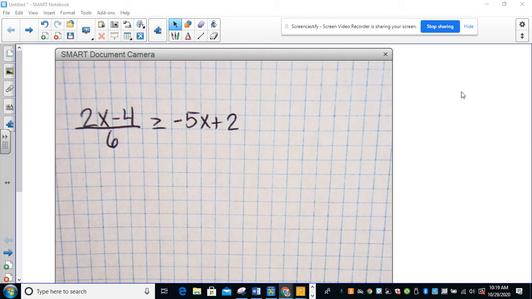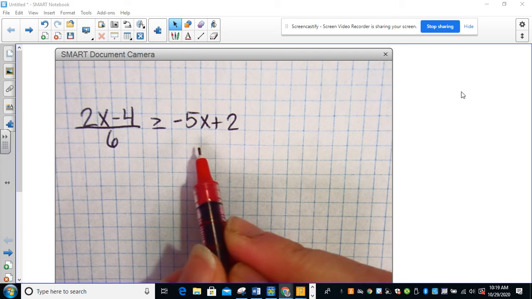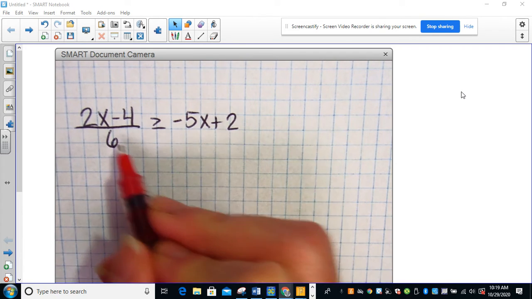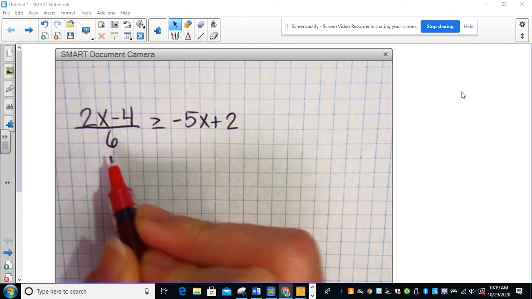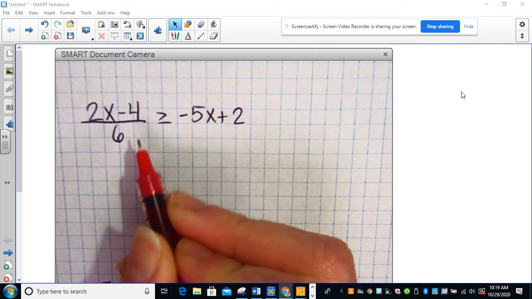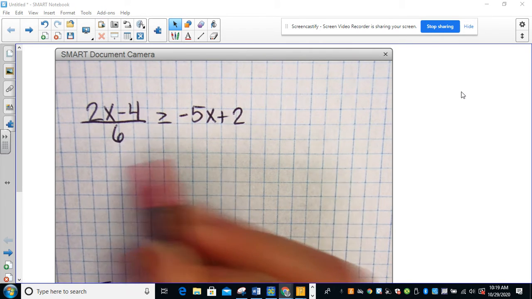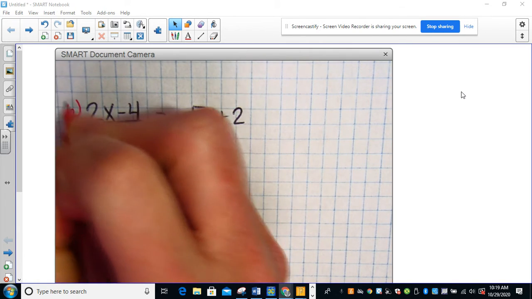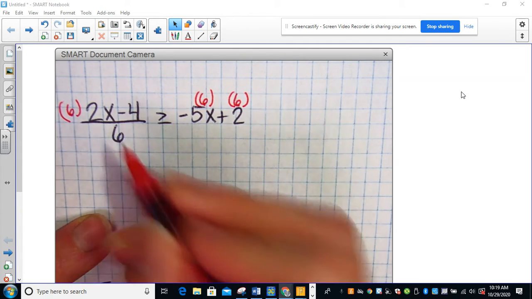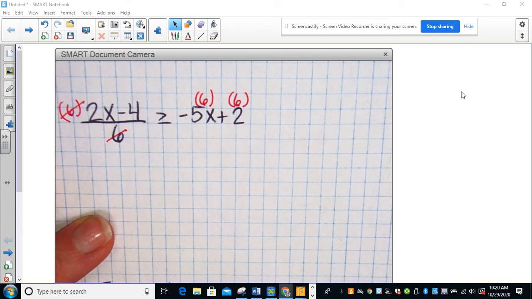I wanted to go over a couple of more difficult solving inequalities, multi-step, and a word problem. So first, we look at this problem. Obviously, the first issue that we see is this fraction going on, with the 6 on the bottom, and we'd like to get rid of that. So to get rid of that 6 on the bottom, we're going to multiply both sides, everything, by 6. So this gets rid of the whole thing here.